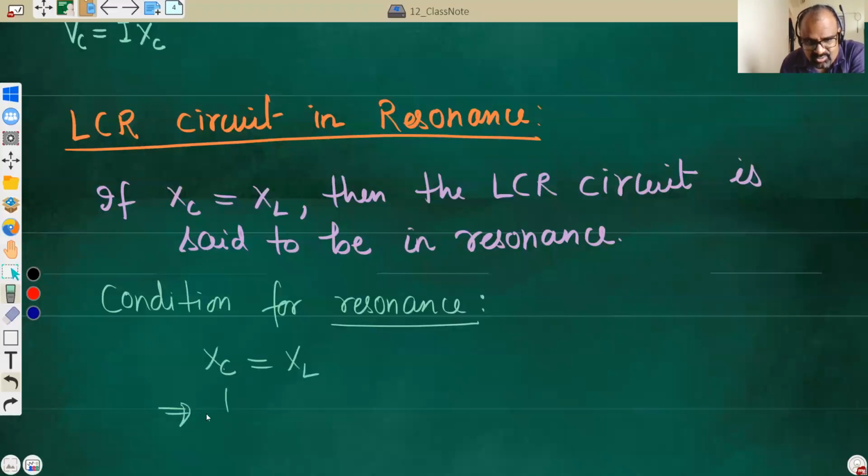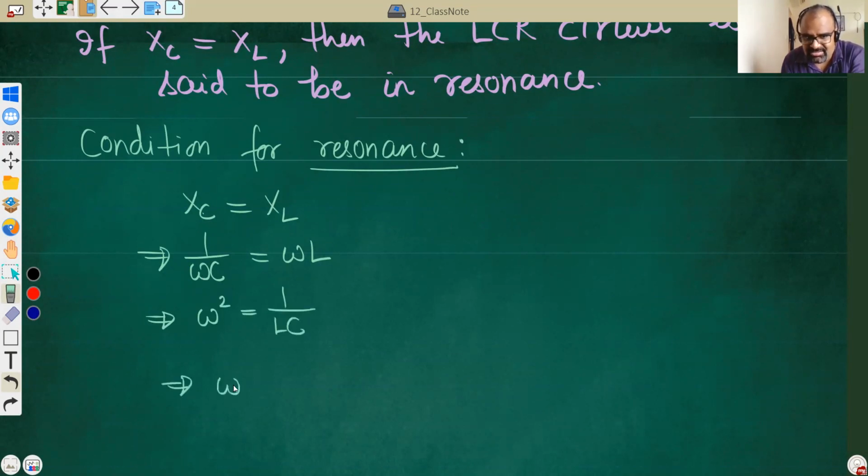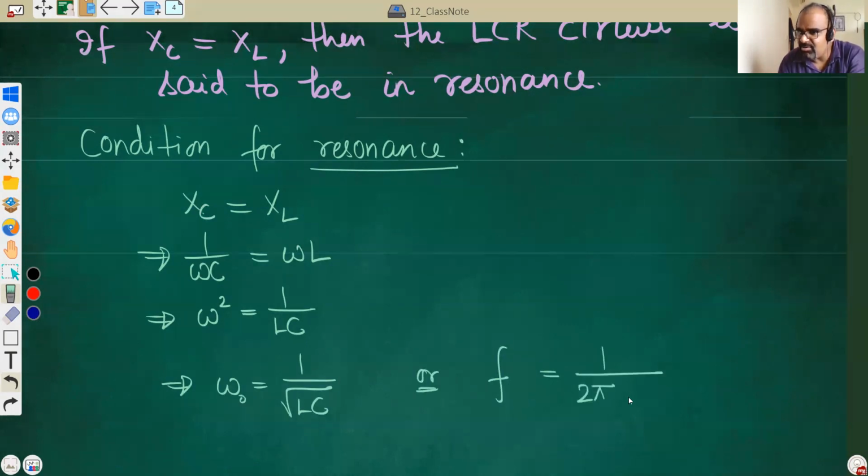Now XC can be written as 1 by omega C and XL is equal to omega L. We know it very well. So from here we can say omega square is equal to 1 by LC, or rather omega is equal to 1 by root LC. Now this omega I will put as omega naught. Frequency will be how much? If omega is 1 by root LC, then frequency will be 1 by 2 pi root LC. And this frequency I will call f naught.